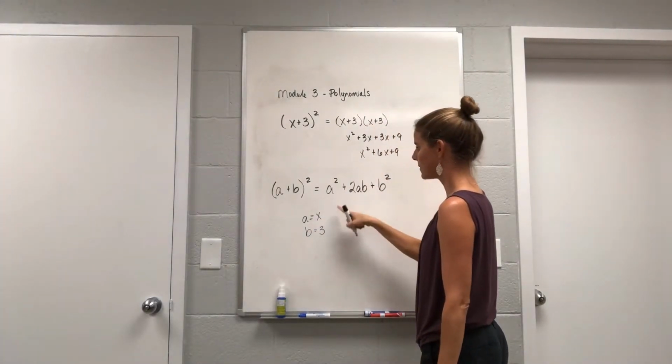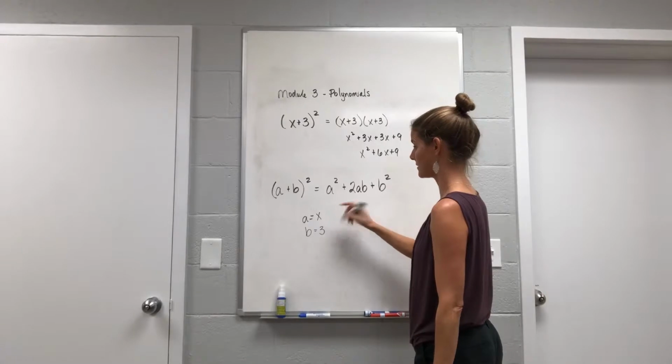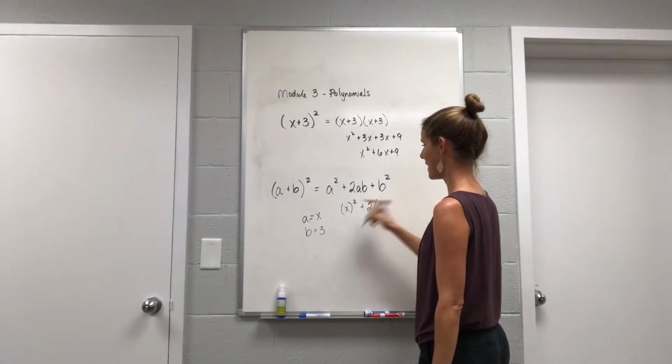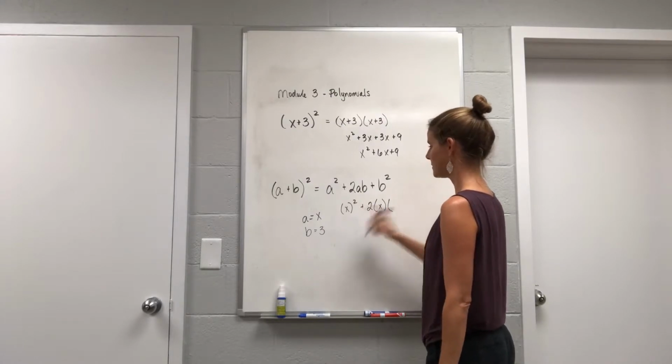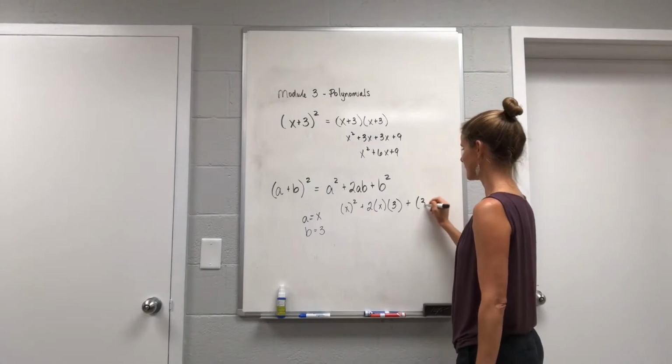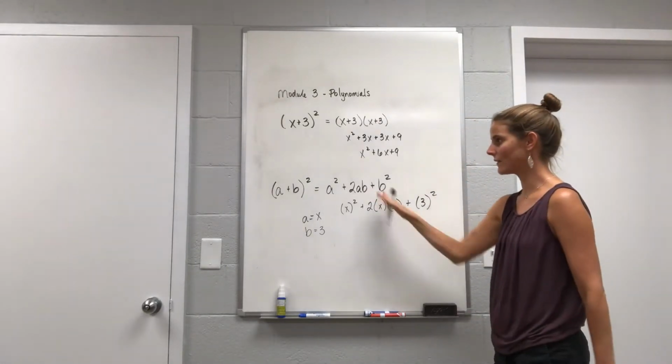And you can see that if I just plug those in here, I'm going to get a squared, which is the x squared, so it's going to be x squared plus 2 times the a, which was x, times the b, which is 3, plus b squared, which is, in this case, 3 squared. So I'm just taking those and plugging it in.